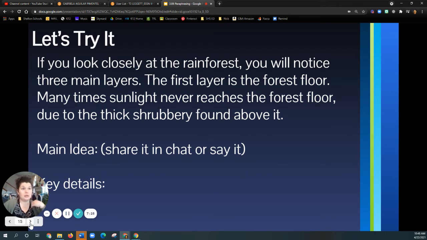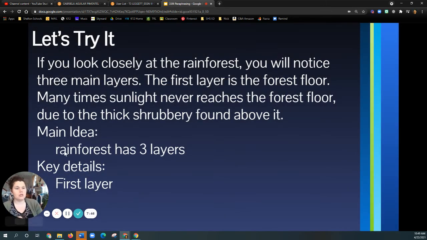But what about the rainforest? Are we talking about deforestation? Are we talking about the lumber industry? Are we talking about animals that live in the rainforest? We're talking about the rainforest and that it has 3 main layers. And we're especially talking about the first layer. So let me jot these things down. So our main idea is that the rainforest has 3 layers and our key details focus on the first layer.